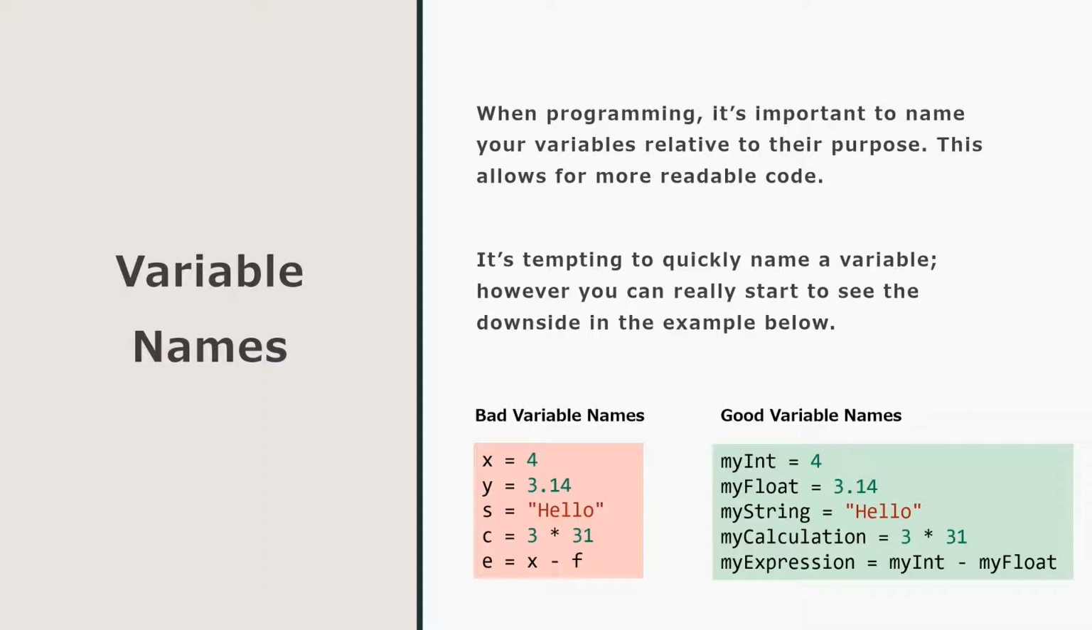But like I said, there are moments when you want to use X, you want to use I, J variables like that. So it's a bit of a judgment call when you use short variable names versus longer variable names.